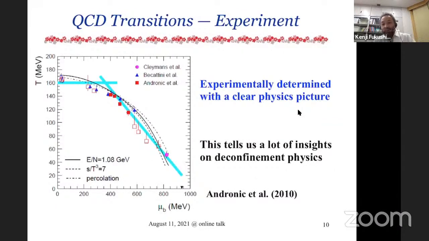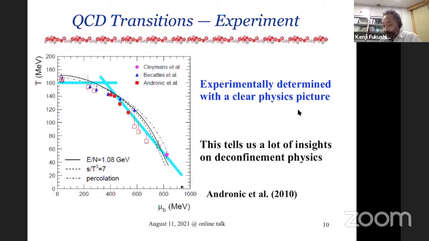But the interesting thing is that you can also get some information from experiment. So far, all the arguments are very theoretical, but these physics features are quite relevant for realistic experiment. And in fact, this is a sort of phase diagram investigated by the heavy ion collision experiment.